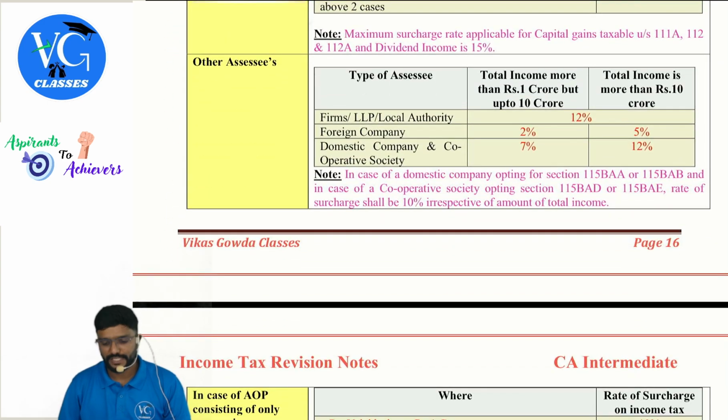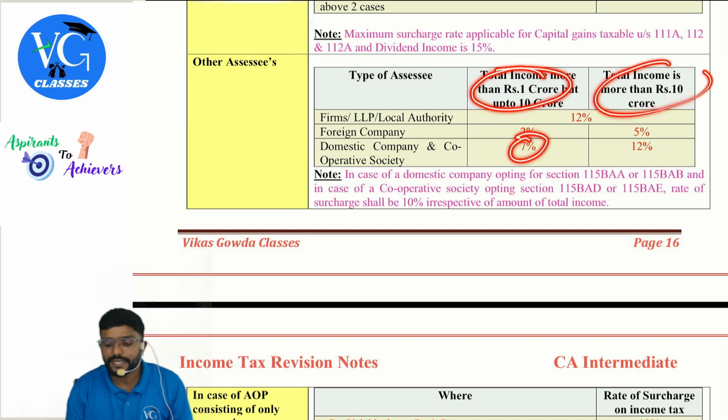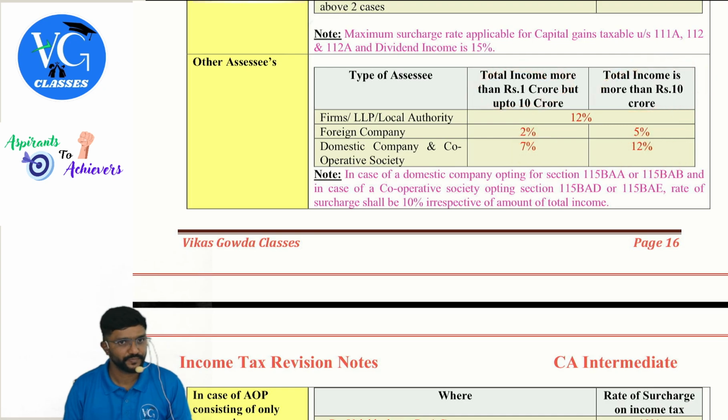Next, coming to other assessees. For firms, LLP and local authority, if the total income is more than 1 crore, the surcharge rate is 12%. Whereas for domestic company and foreign company, it is different. For foreign company, if the total income is more than 1 crore up to 10 crore, it is 2%. More than 10 crore means it is 5%. Whereas for domestic company and cooperative society, if total income is more than 1 crore up to 10 crore, 7%. More than 10 crore, 12%.